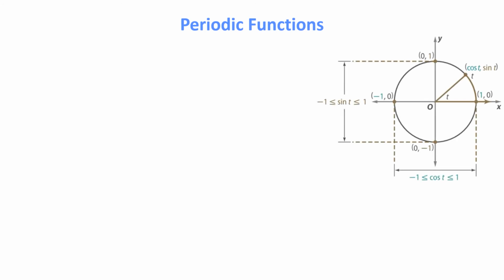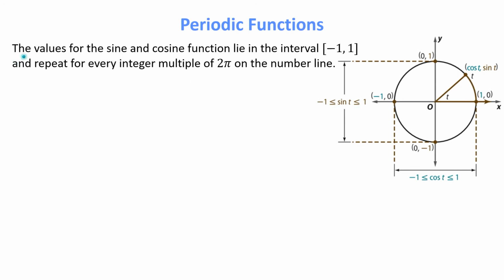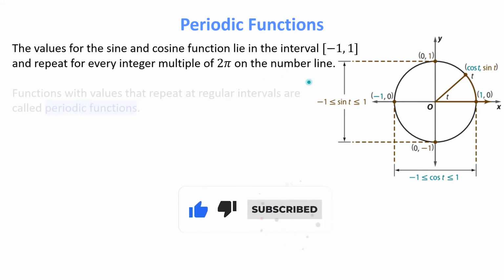Now let's consider this illustration again of the unit circle, cos of t and sine t. Now, of course, cosine of t corresponds to x, and we see that on the unit circle, cos t, or x, is between minus 1 and 1. And similarly, y, or sine of t, is also between minus 1 and 1. So this means that the values for the sine and cosine function all lie in the interval minus 1, 1. So that is the closed interval. And repeat for every integer multiple of 2 pi on the number line, as we established in the previous slide.